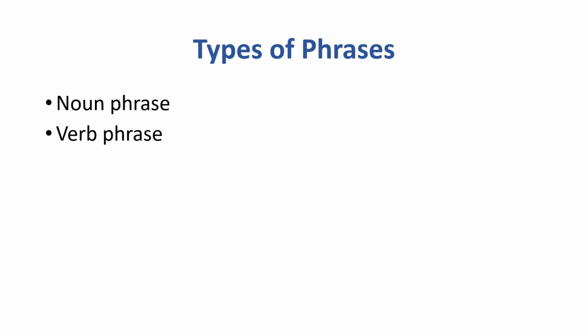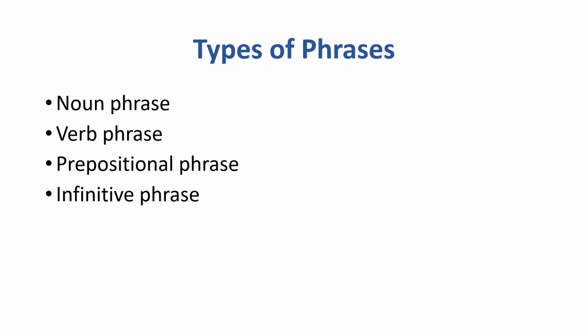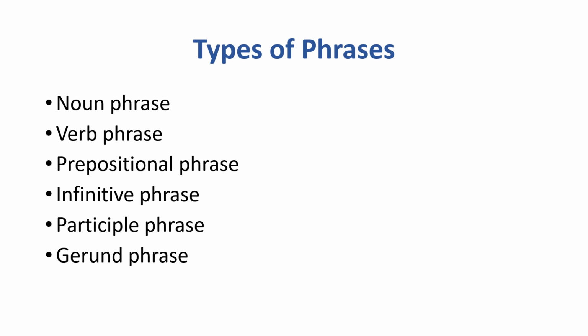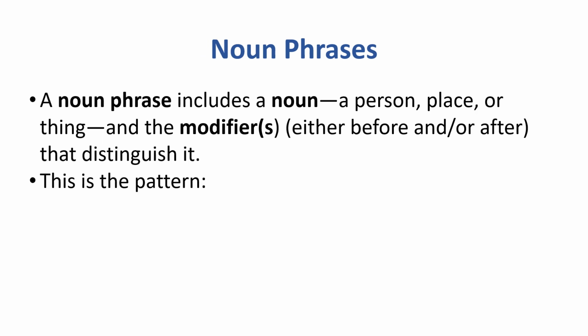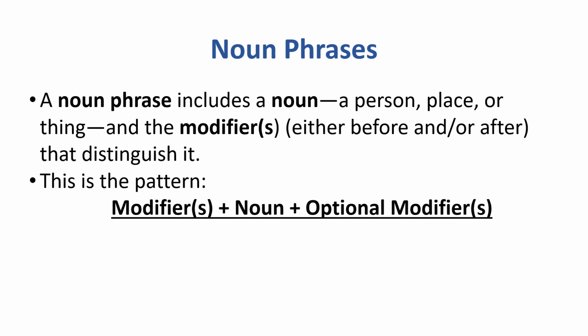Now there are different types of phrases, like noun phrases, verb phrases, prepositional phrases, infinitive phrases, participle phrases, gerund phrases, and absolute phrases. We're going to discuss all of them in detail. So first of all, a noun phrase basically includes a noun, a person, place, or a thing, and its modifiers, either before the noun or after the noun, that distinguish it. The pattern followed is, first of all, we place the modifiers, the noun, and then the optional modifiers.